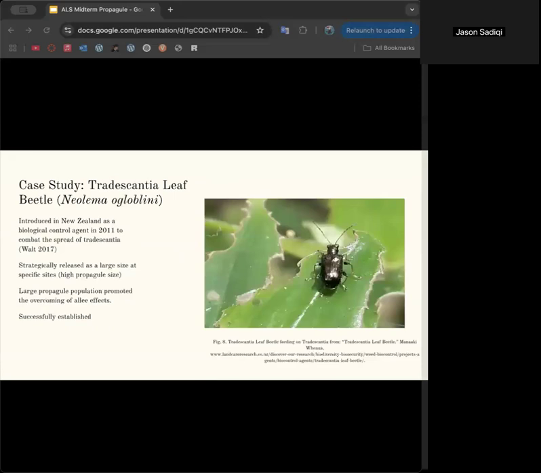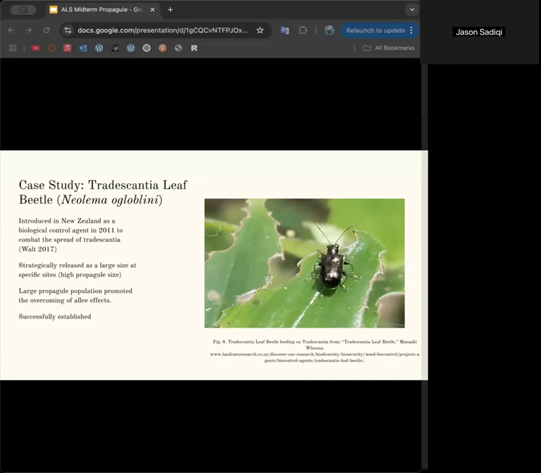Now, on the complete contrary, is the Tradescantia leaf beetle. The Tradescantia leaf beetle displays a complete opposite form of propagule pressure that was successful than the zebra mussels. These beetles were introduced in New Zealand as a biological control agent to suppress the spread of Tradescantia, an invasive wildflower. The leaf beetle was introduced in large sizes and a relatively low propagule number, with them only being introduced in a couple locations in the country, which allowed them to overcome Allee effects and successfully establish.